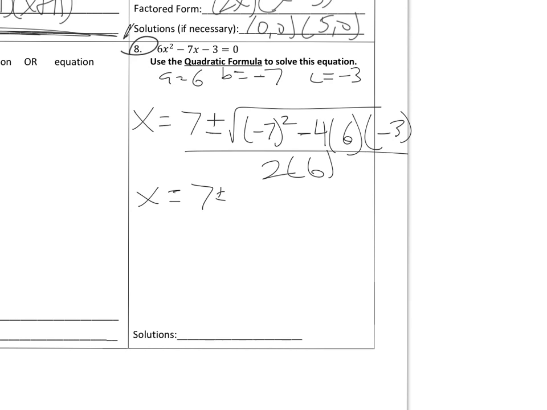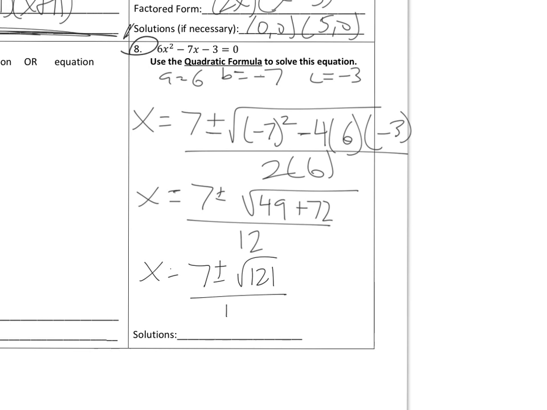Now we're going to simplify what's inside that radical. Well, negative 7 squared is going to be 49. Then negative 4 times negative 3 gives me a positive 12, times 6 is going to give me a positive 72, all over 2 times 6, which is 12. Combine your like terms, I get 7 plus or minus the square root of 121, all over 12. Okay, well, square root of 121, if you want to check in your calculator, it actually simplifies to 11. So now I have x equals 7 plus or minus 11 all over 12.